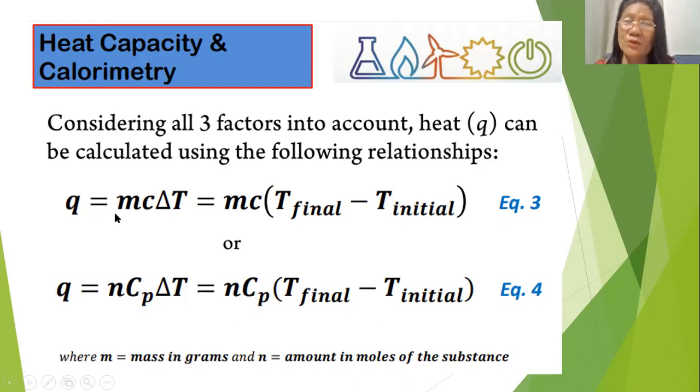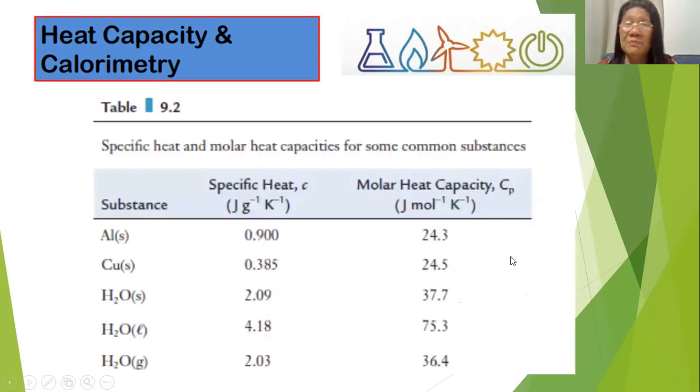Q is different when using specific heat, because the mass you will use is in grams. If it is a molar heat capacity, of course, you will be using n, which is the mole. So be sure to have a copy of this now, because these are constants.